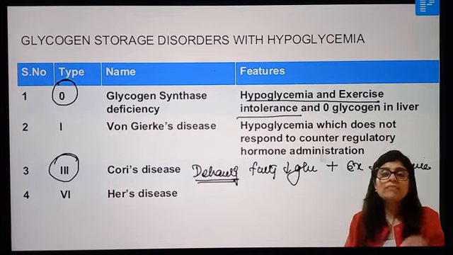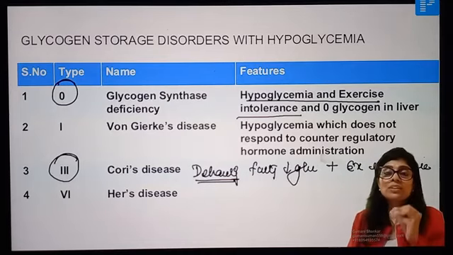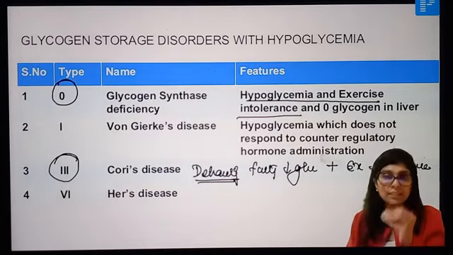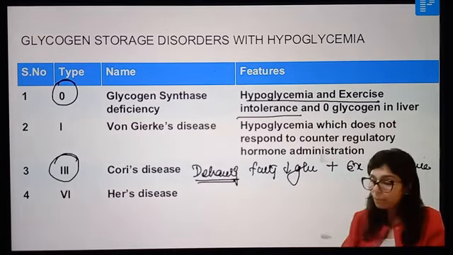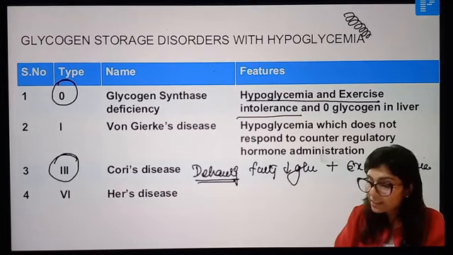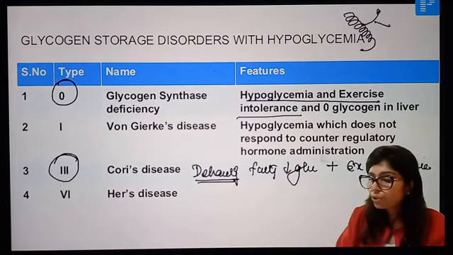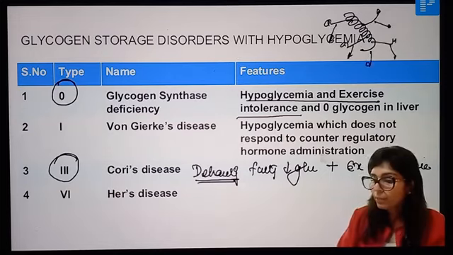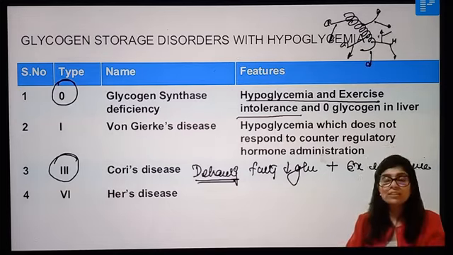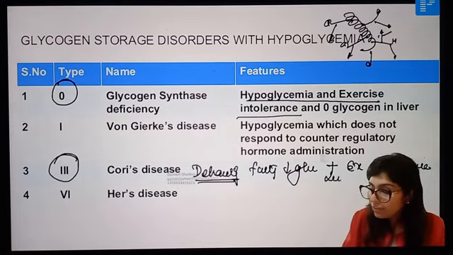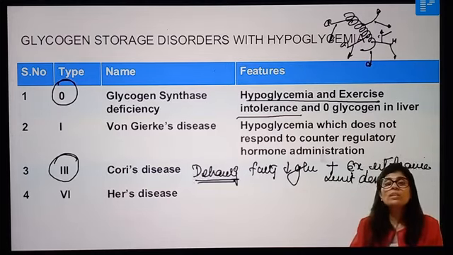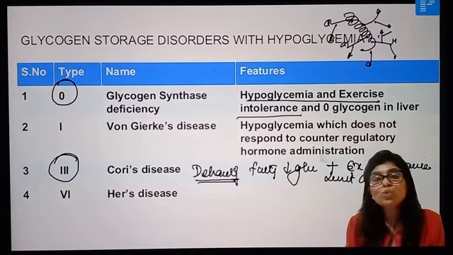In this condition, when you take a liver biopsy, because it's a defect of only the debranching enzyme, only the branch points will not be removed. So there will be an abnormal glycogen that accumulates in this condition. In this abnormal glycogen, you will see multiple branch points, and that is called limit dextrin. So on liver biopsy, if you see limit dextrin, then that is called Cori's disease or limit dextrinosis.